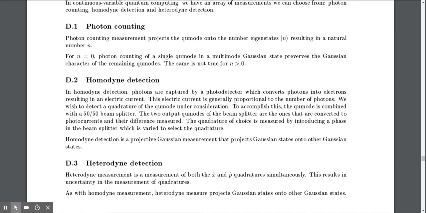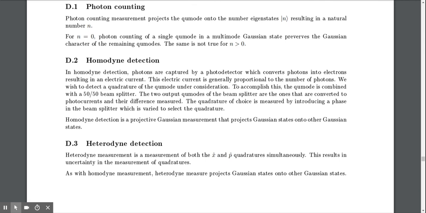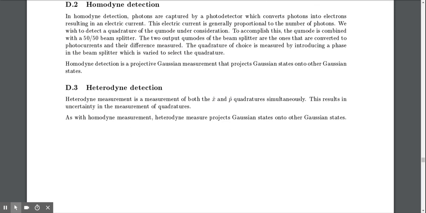Homodyne detection is a projective Gaussian measurement that projects Gaussian states into Gaussian states. So is this saying that homodyne detection allows you to measure either the position or the momentum? I think so. We wish to detect the quadrature of the Q mode under consideration. I don't care right now how it is implemented. And then, heterodyne detection is a measurement of both the X and P quadratures simultaneously. This results in uncertainty in the measurement of quadratures, as with homodyne, and projects Gaussian states.